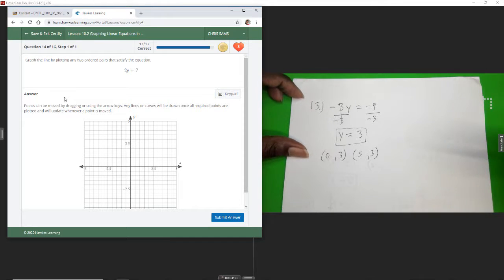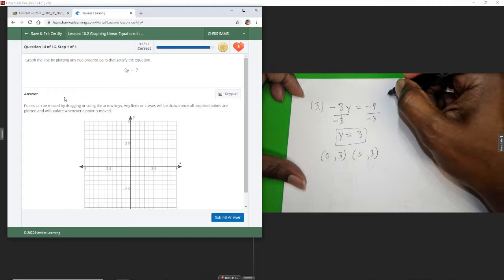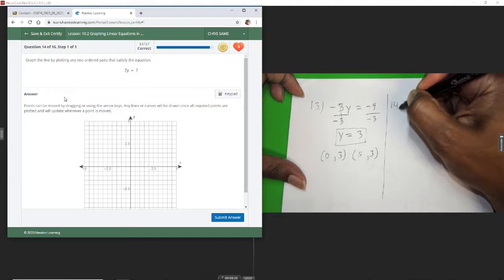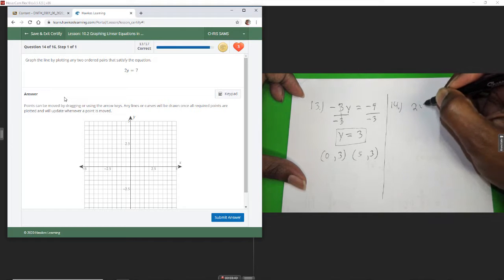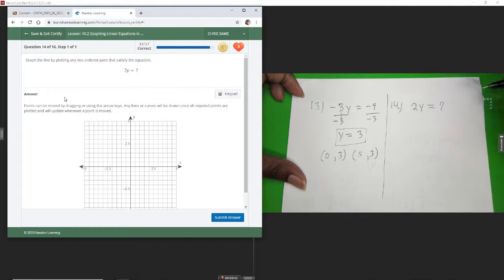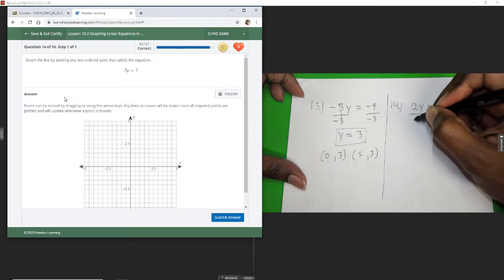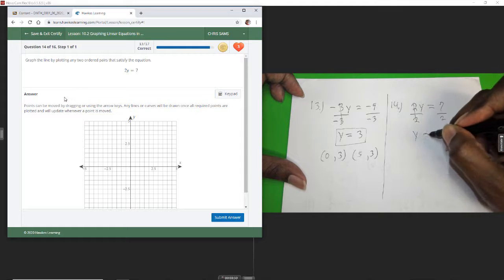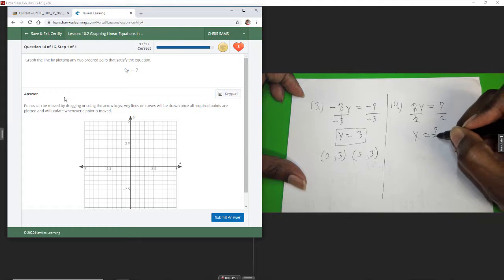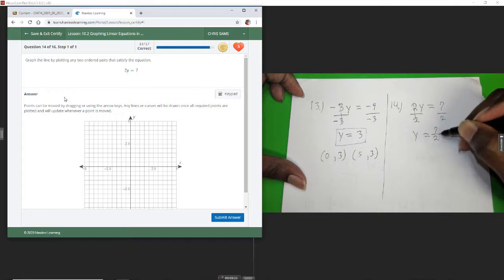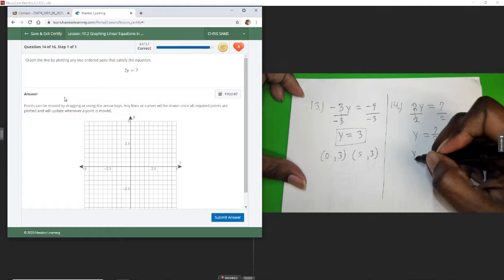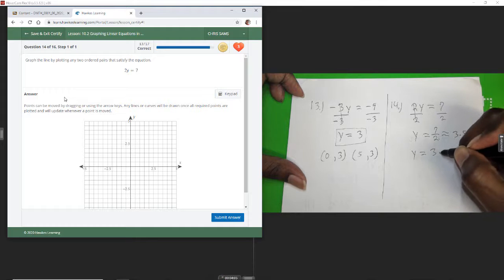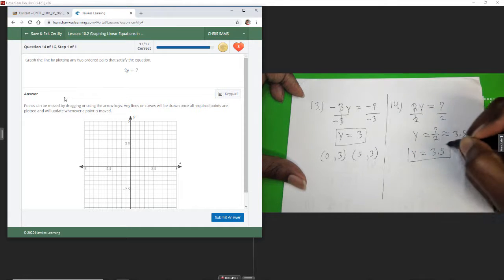Again, we have 2y equals 7, so only y in this equation. 2y equals 7. Divide by 2. And we get y equals 7 divided by 2, which if you simplify that or write it as a decimal, you get 3.5. And so basically we're looking at y equals 3.5 as our equation.